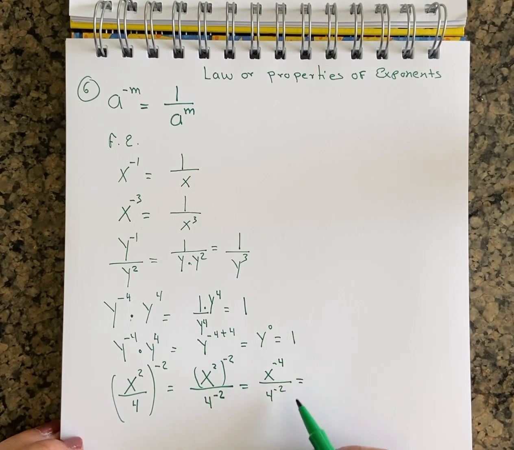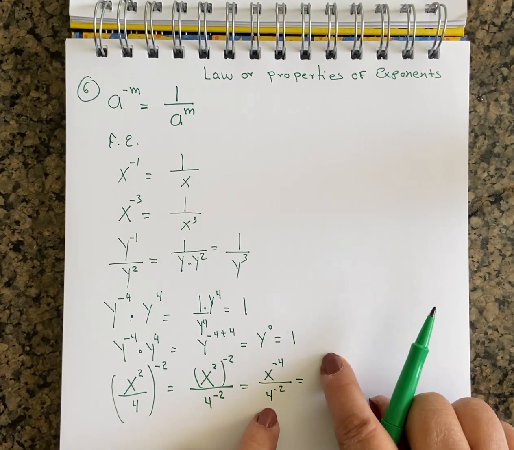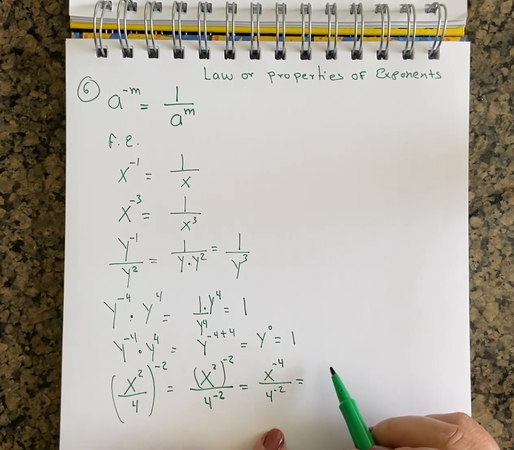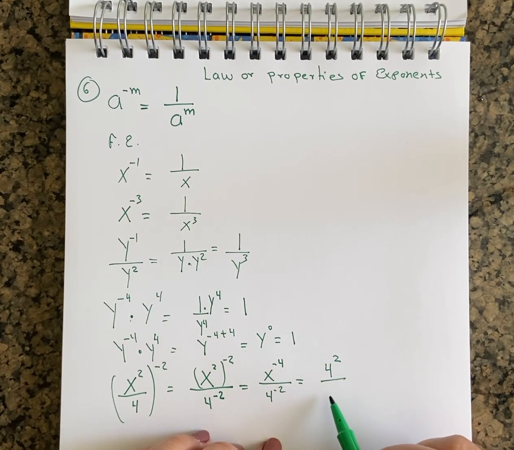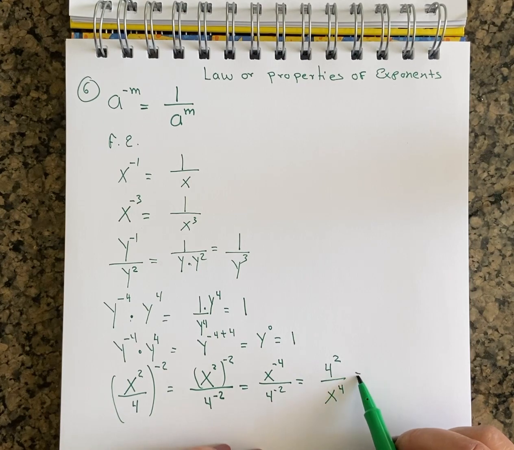Now, in order for us to change the signs, this must go up as a positive, and this must go down as a positive. So this will be 4 to the 2 over x to the 4. And this is like having 16 over x to the 4.